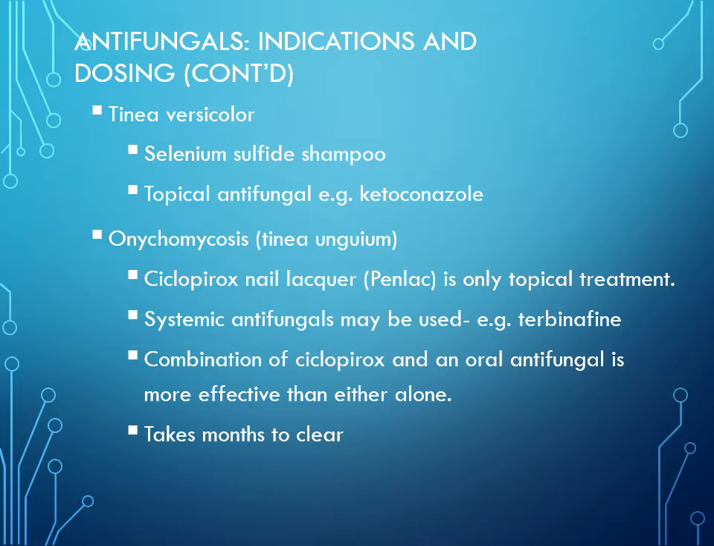Onychomycosis, another name for that is tinea unguium, which involves the nails, so a fungal infection of the nails. Usually are treated systemically. There's one topical treatment, Penlac, which may be effective, but generally we're going to use systemic antifungals. If it affects the fingernails, it's generally going to be 6 weeks, and if it's toenails, it's generally going to be 12 weeks of treatment. It does take several months to clear.